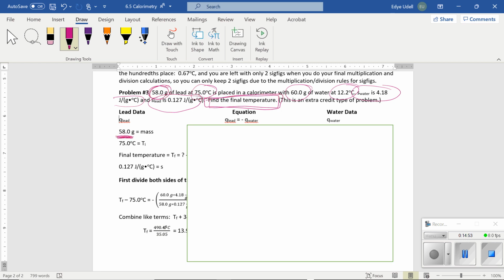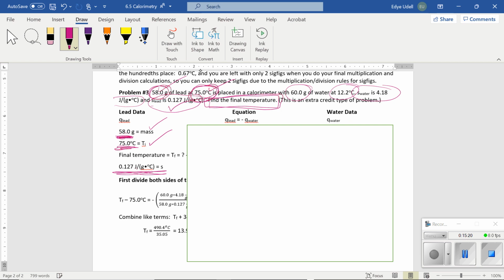I have to identify what are grams. That's mass. Okay, so I've done that. The lead is at 75 degrees Celsius. If I'm at a certain temperature, it's telling me that's where I started. That's my Ti. Now, that's my water data. Oh, I've got my specific heat for lead. Let's check that off. Here we go. It's right here. Specific heat for lead.